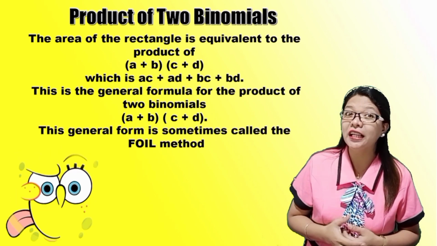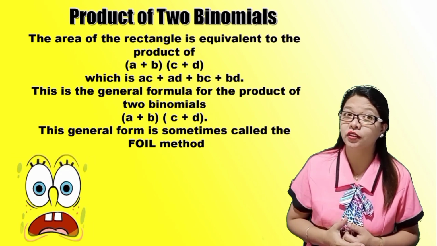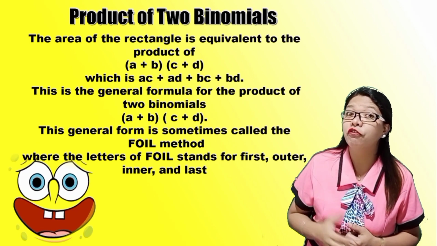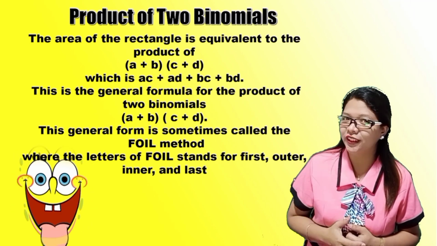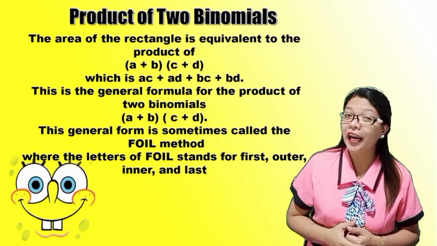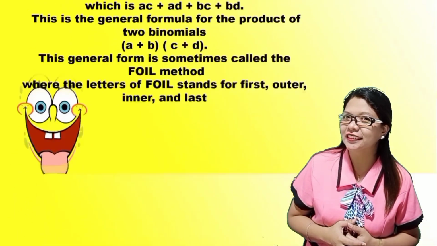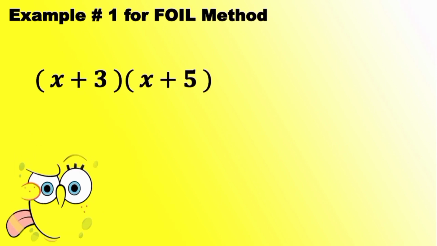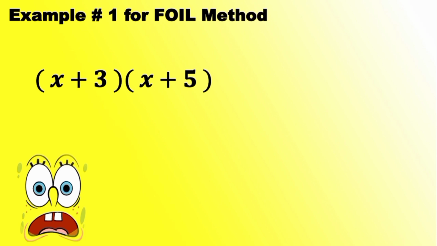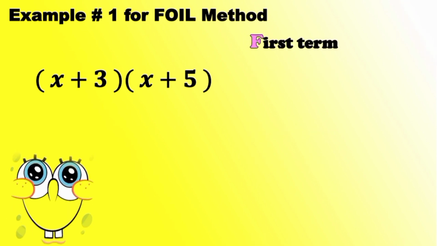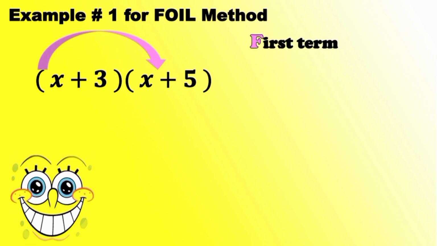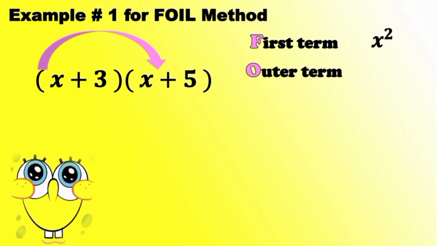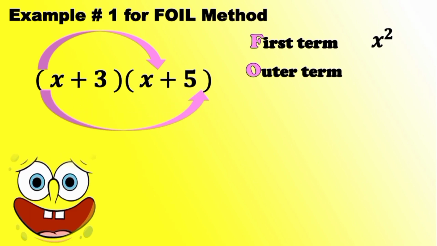This general form is sometimes called the FOIL method, where the letters of FOIL stand for F first, O outer, I inner, and L last. Let's have example number 1 for FOIL method. We have x plus 3 multiplied by x plus 5. First, multiply the first term. We have x times x, and that is x squared. Letter O, we have outer term, x multiplied by 5.